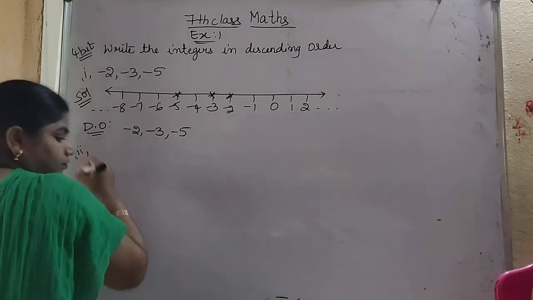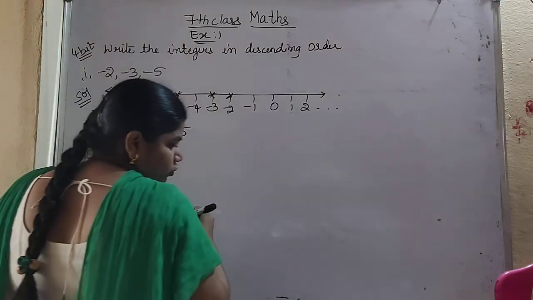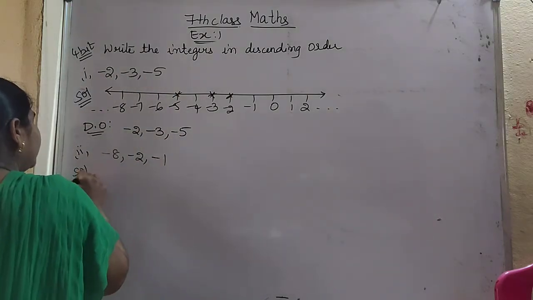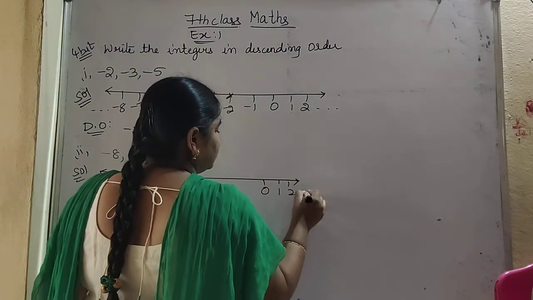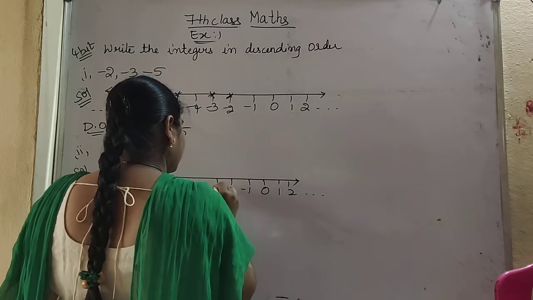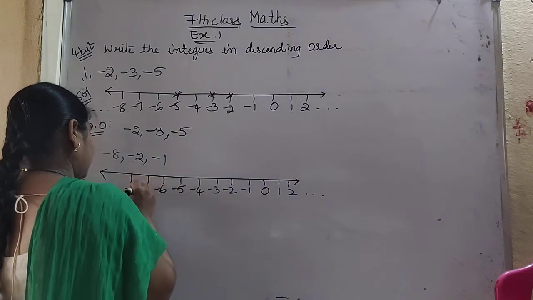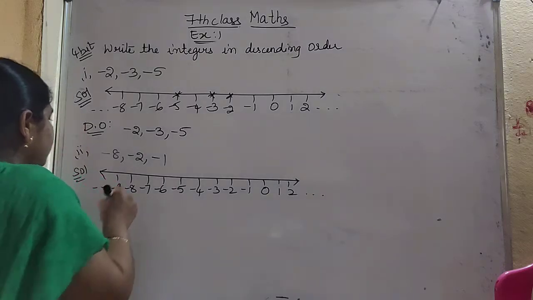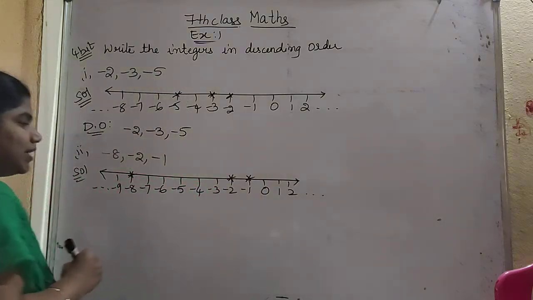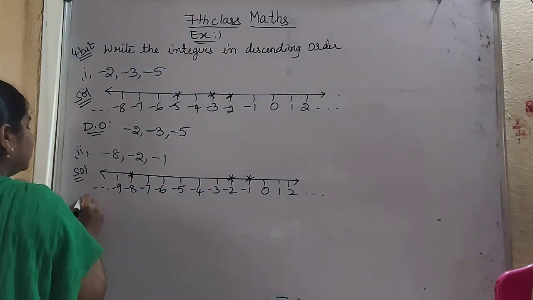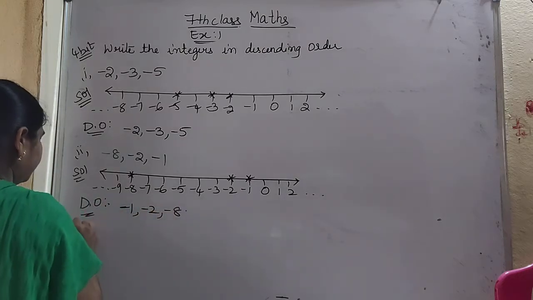So next one, -8, -2, -1. Again first we will draw a number line. Mark the values. -8 is over here, -2, -1. Descending order you have to arrange from right to left. So that is -1, -2, -8.